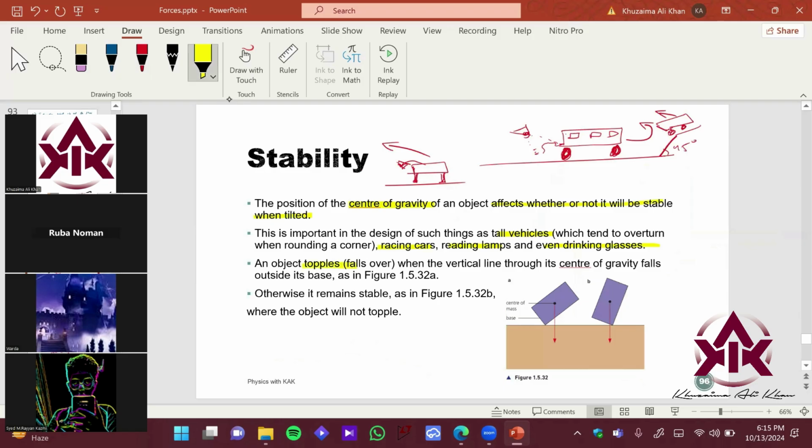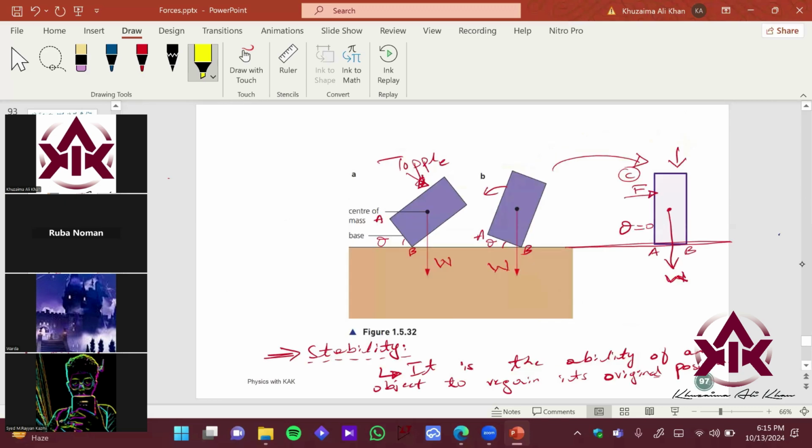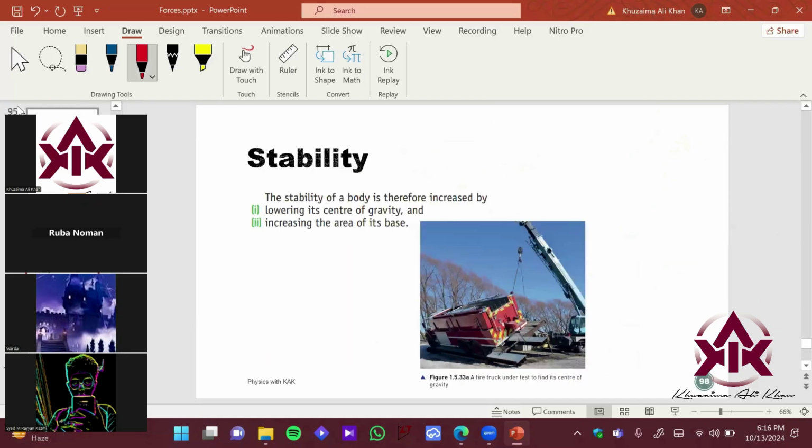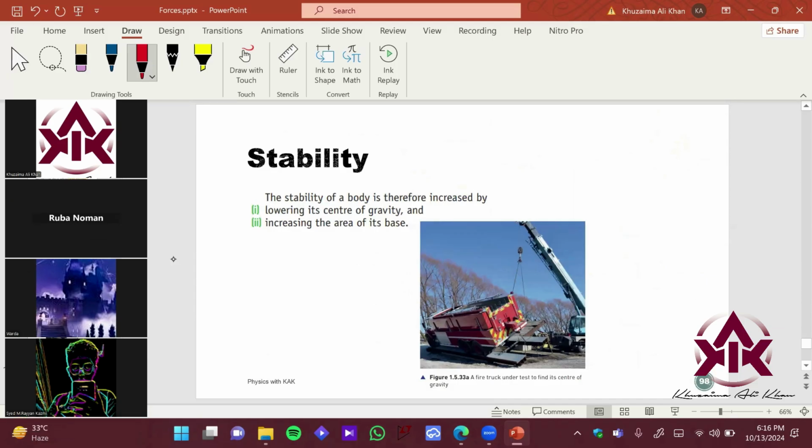An object topples or falls over when the vertical line, that is the center of gravity, falls outside its base, right? So you can see that this goes outside the base and it basically falls down. It fell down. And otherwise it remains stable, right? As long as this vector, that is the weight W passing through the center of gravity, remains between A and B, it is going to remain stable. Otherwise, it would lose its stability, right? Okay, so for stability we need two conditions, right? We can increase stability of an object by two things. Okay? So let me just do an experiment with you guys for that.